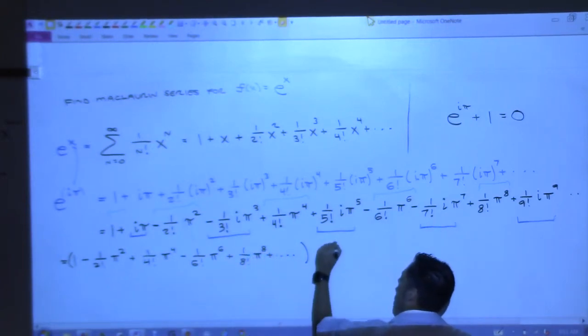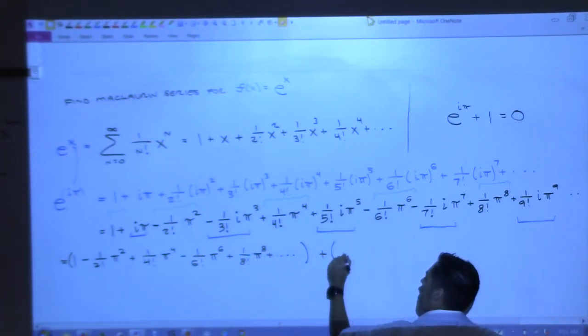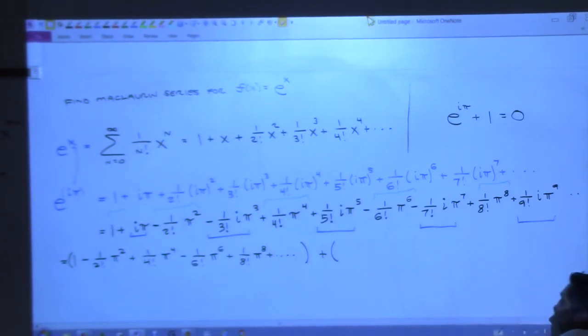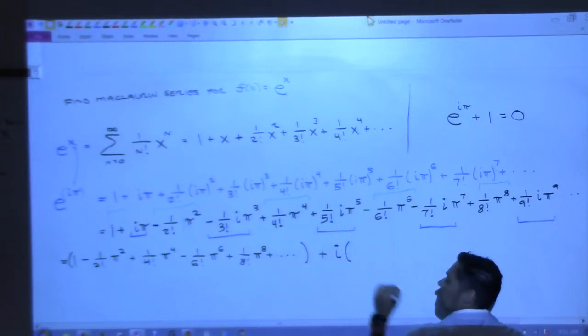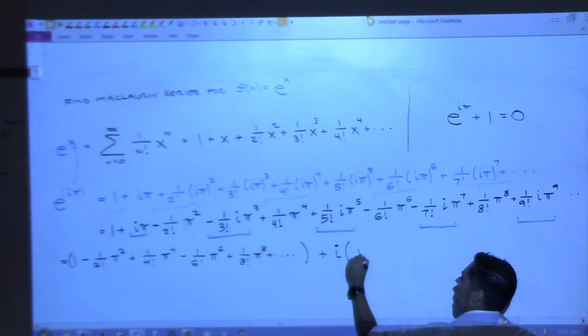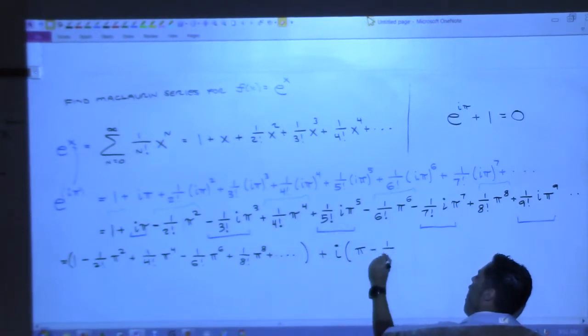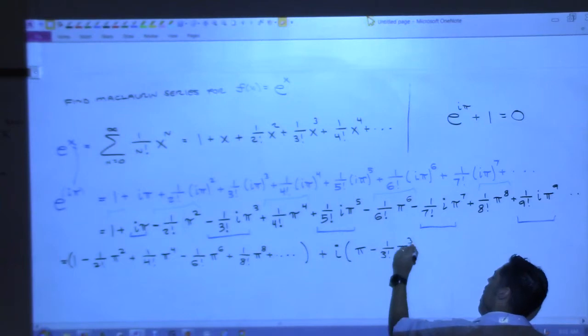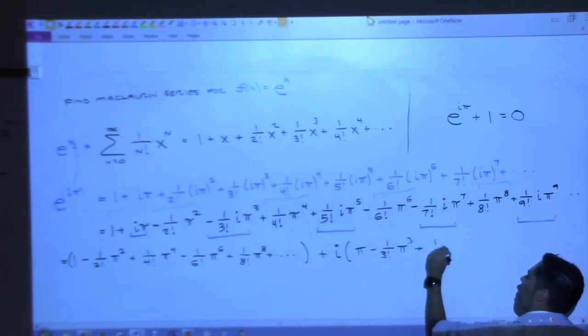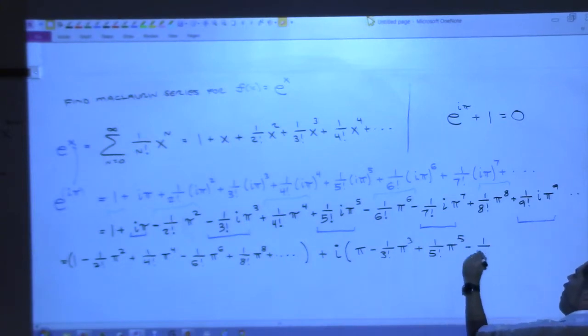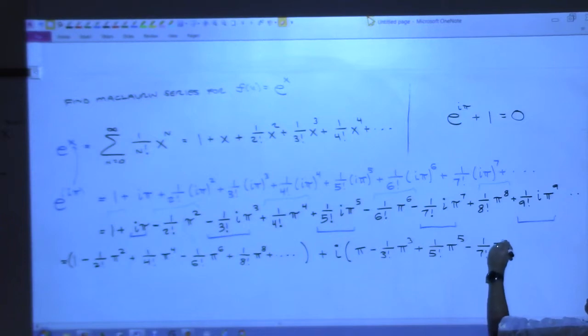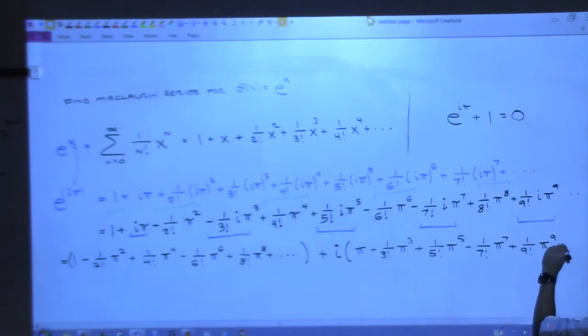But then plus, now the other series in blue. i pi, right? Now they all have an i in them, don't they? So why don't I factor an i out? Okay? And then what would I have left? Pi minus 1 over 3 factorial pi cubed plus 1 over 5 factorial pi to the 5th minus 1 over 7 factorial pi to the 7th. One more, plus 1 over 9 factorial pi to the 9th plus dot, dot, dot. We're almost there.